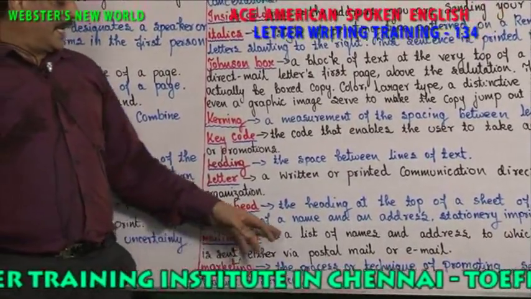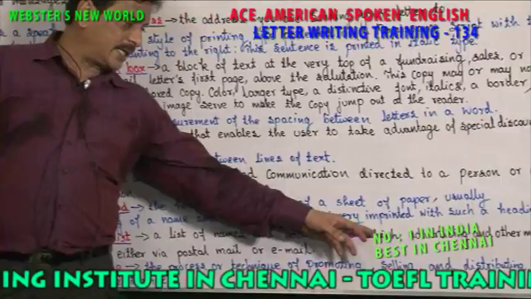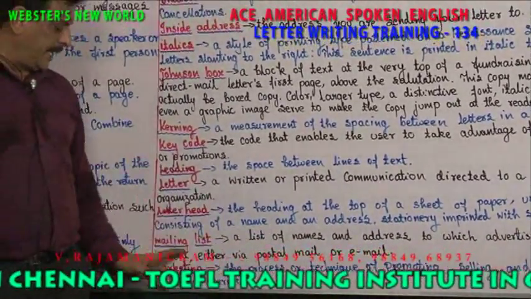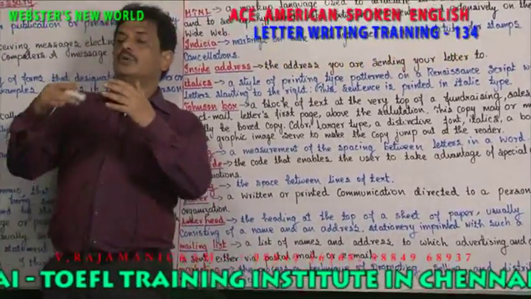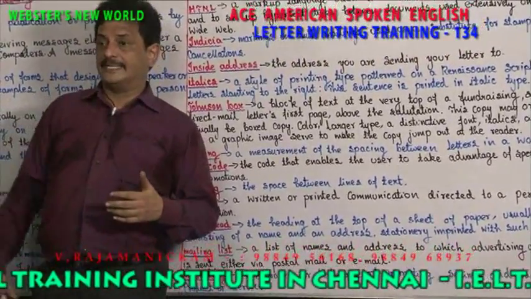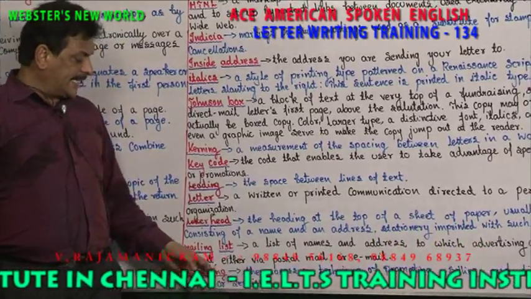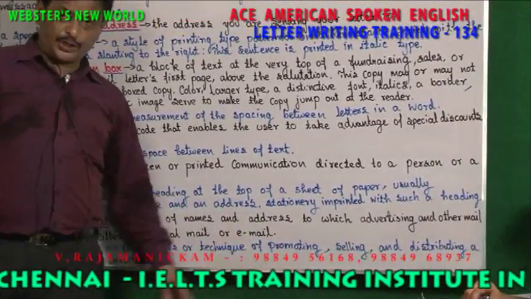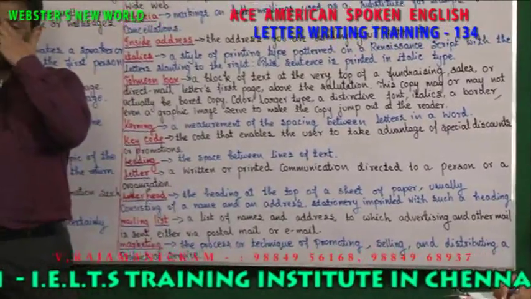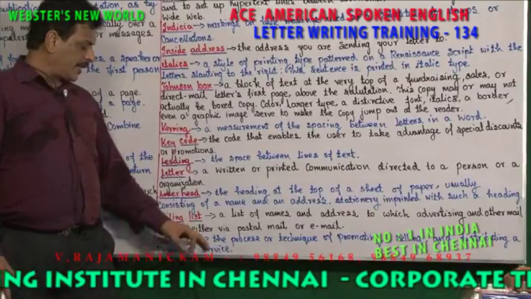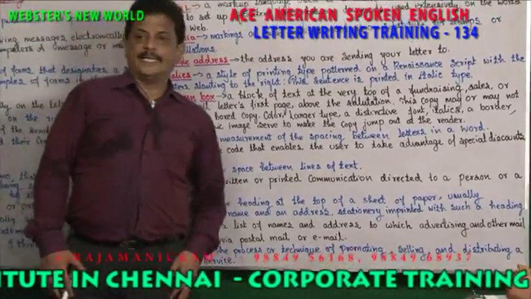Mailing list, a list of names and addresses to which advertising and other mail is sent either via postal mail or email. What do you mean by mailing list? Whom all you have to send, the addresses which you have. It is called mailing list. Marketing, the process or technique of promoting. What do you mean by marketing? The way to promote, selling and distributing a product or service is called marketing. Hope you are able to get it.